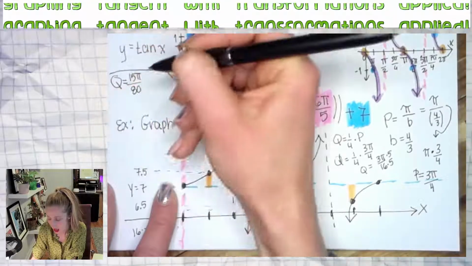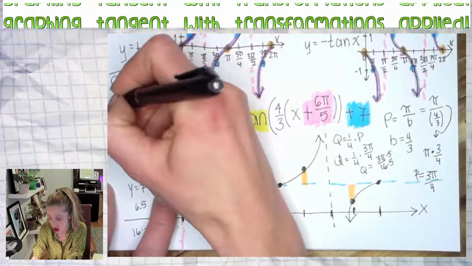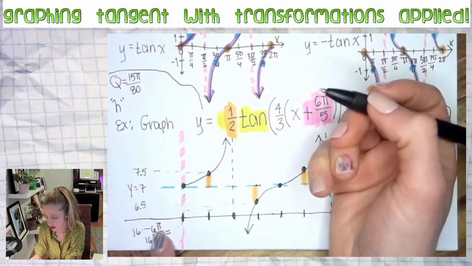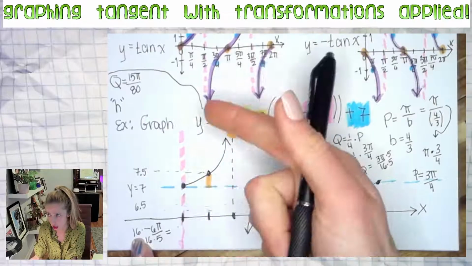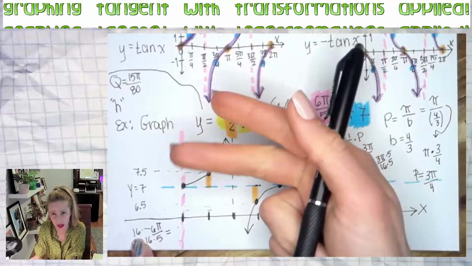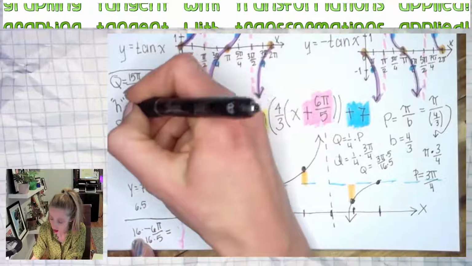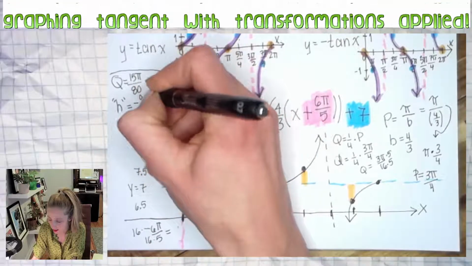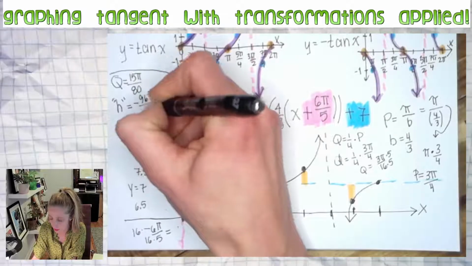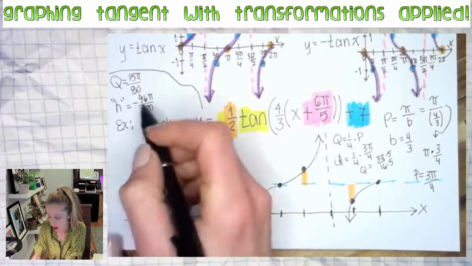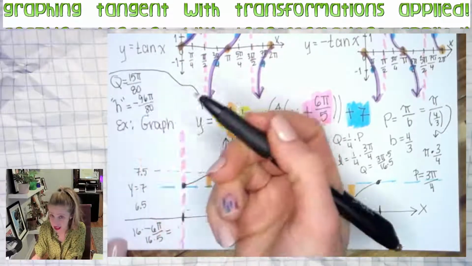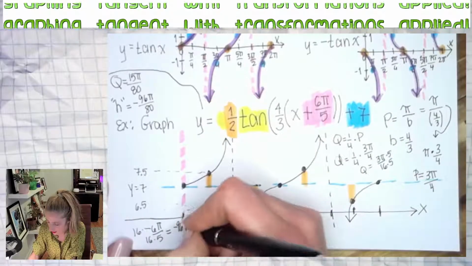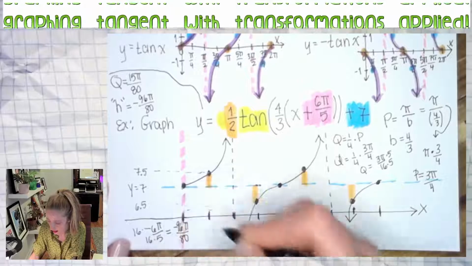over 80. And my starting point will be, 6 times 2 is 12, times 2, 24, times 2, 48, times 2, 96. So my starting point is negative 96 pi over 80. I'm starting at negative 96, and I'm going to add 15 each time. Negative 96 pi over 80.